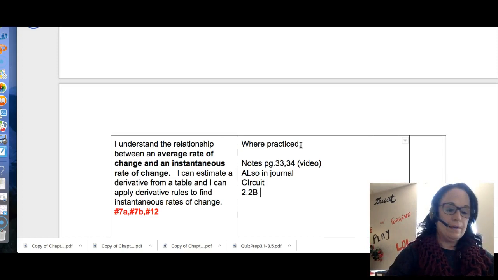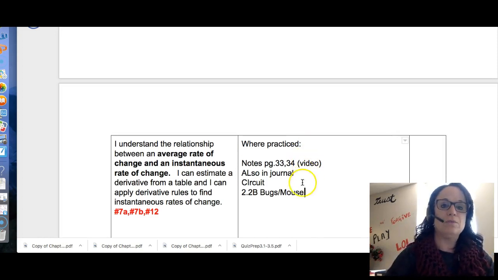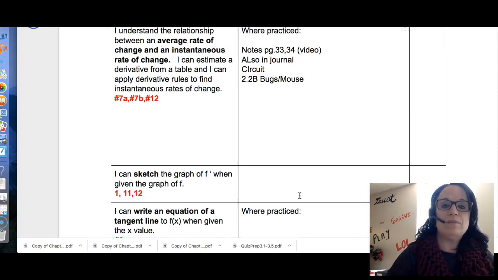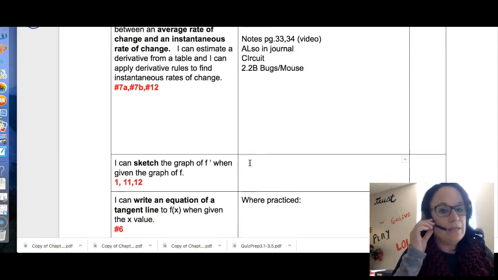On the worksheet that had the Bugs Bunny and the mouse thrown off the building, we did quite a bit of practice with the average rate of change and an instantaneous rate of change as a slope of a secant line and a slope of a tangent line.